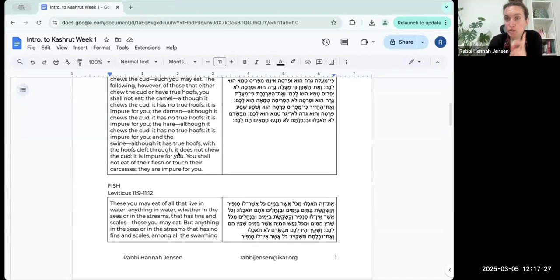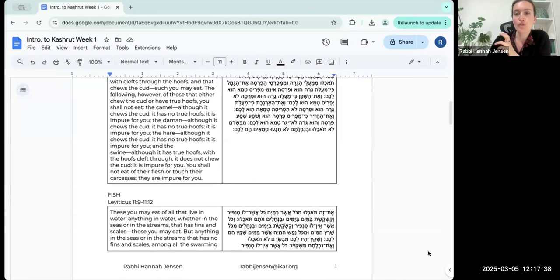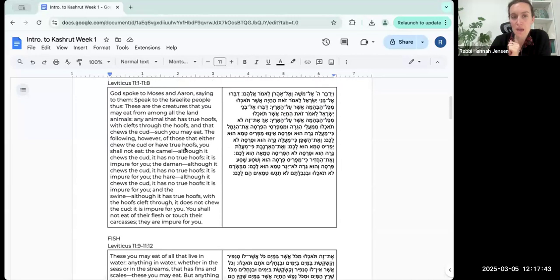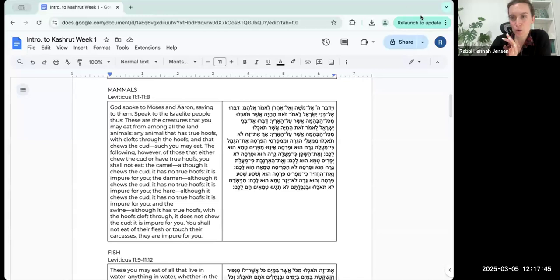And the swine, most famously in some ways, although it has true hooves, with the hooves cleft through, does not chew the cud, and so it's impure for you. You shall not eat of their flesh or touch their carcasses. They are impure for you. Okay, that's a lot, and that's only just the mammals. We are going to look at 4 categories.